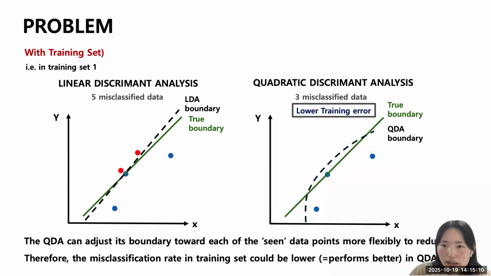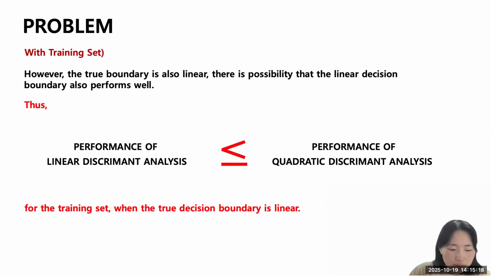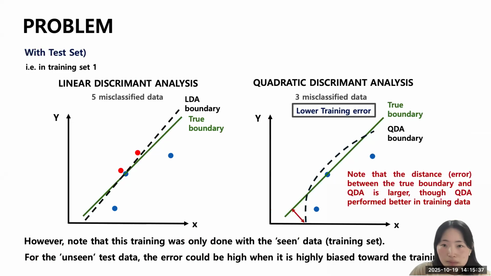In this example, LDA misclassifies 5 points while QDA only 3. So QDA achieves a lower training error. However, since the true boundary itself is linear, LDA can also perform quite well. Therefore, the performance of LDA is generally less than or equal to QDA on the training set, meaning QDA might slightly outperform due to flexibility, but not always significantly.